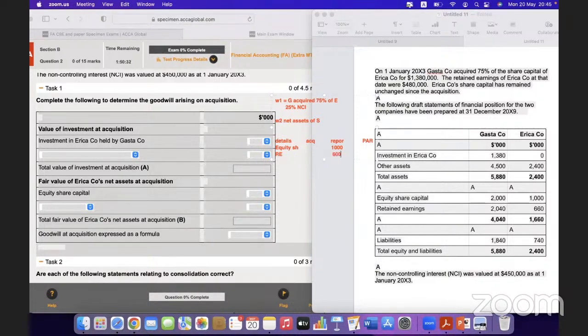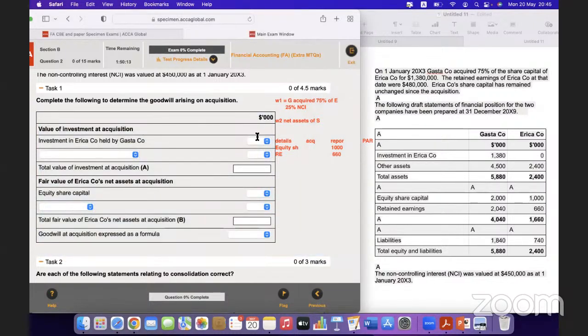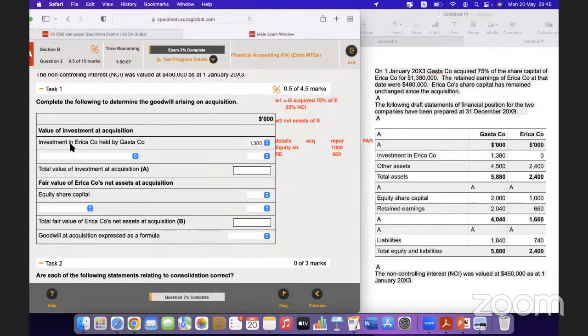Okay, now read the question. On 1st of January 2003, they acquired 75% for 1,380,000. This is what we call investment. So you paid 1,380. So guys, over here, this is the answer that you have to mark. Okay. How much did we invest? 1,380. That's the investment. So normally, guys, let's then go further. The retained earnings at that date was 480. So the retained earnings is 480 means, guys, see, at the date of acquisition, at that time the retained earnings is 480.